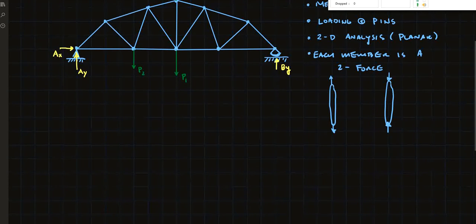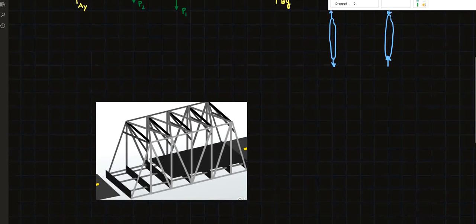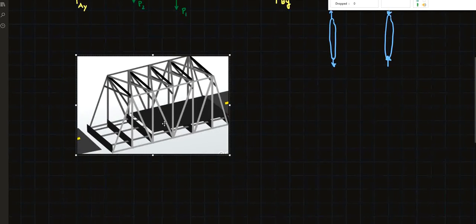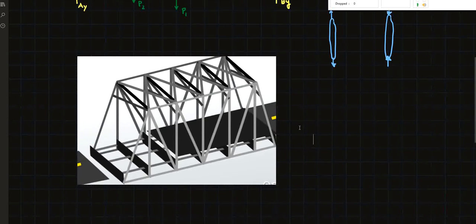Trusses can be used to build larger structures. For example, you could build a bridge out of a truss, and this is what a schematic of a bridge truss might look like. Here we have a truss on either side of this bridge, and we have what we would call stringers down here, these shapes.